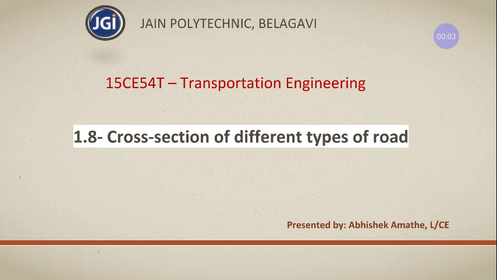Hello everyone. Today we are going to study the different types of cross sections of the roads, right? Depending upon the classification of the roads, depending upon the functionality, the roads have been classified as the major district road, the minor district roads, village roads, state highways, national highways, right?